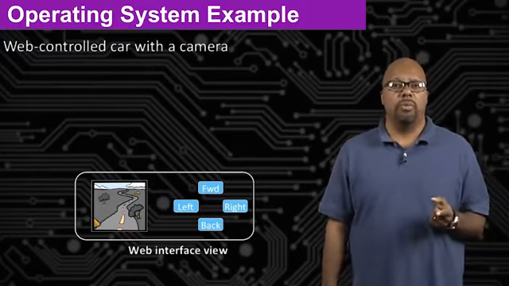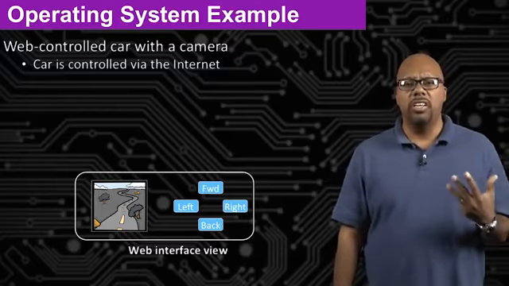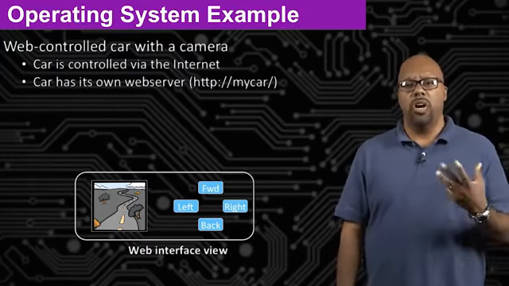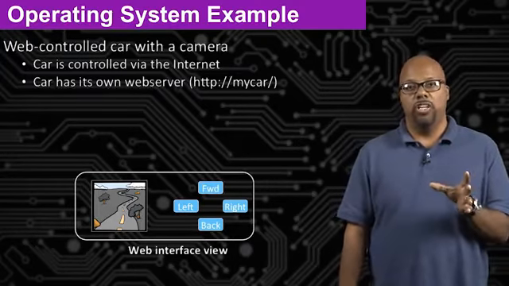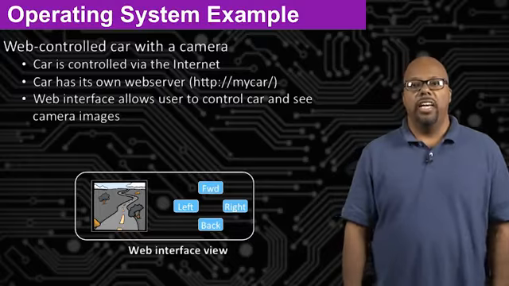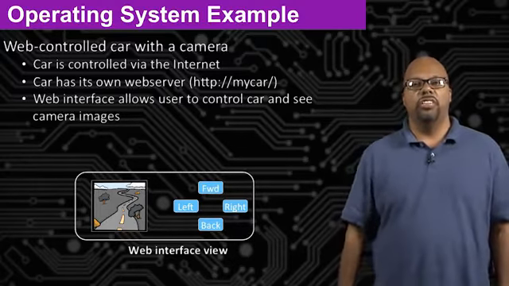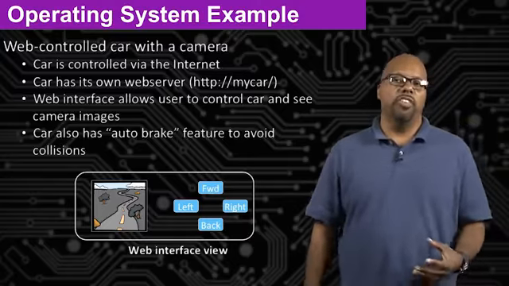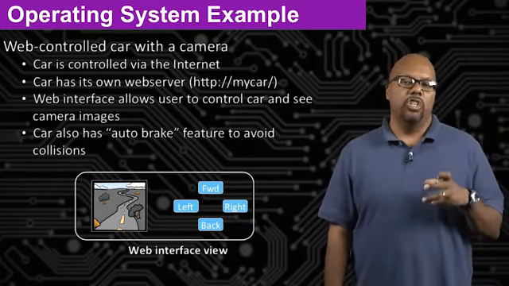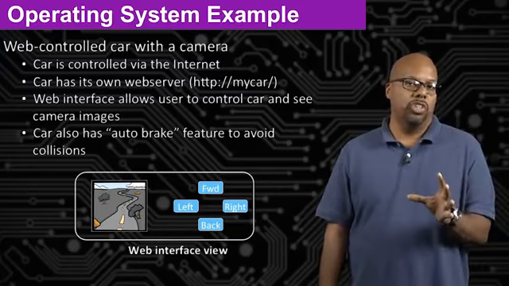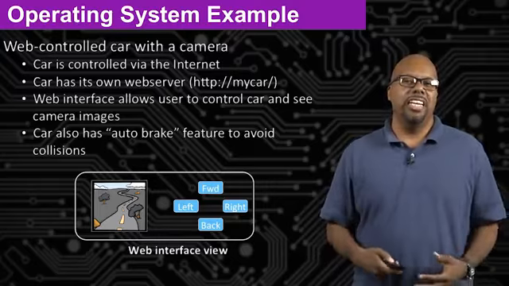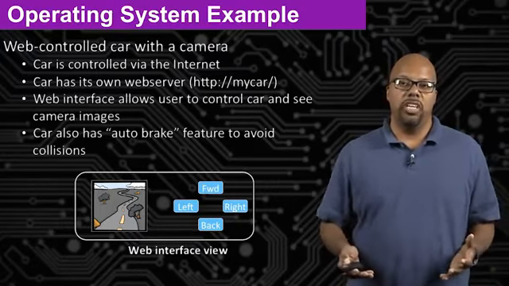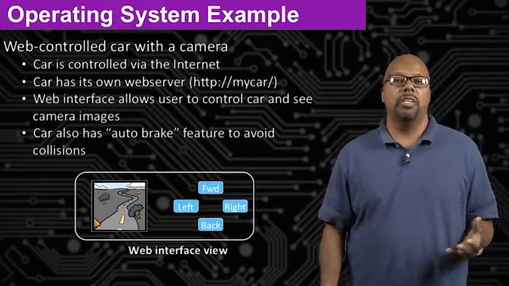In a system like this, it's useful to have an operating system because there are so many things going on at one time. The car is controlled over the internet, generally Wi-Fi. The car has its own web server, which has an actual URL address. The web interface allows you to control the car and see the images. Also, it has an auto brake feature to avoid collisions. So it'll stop automatically regardless of what your controls are, if it senses something in front of it. The idea is that it has a lot of tasks to do at one time, and in that type of situation, an operating system can be very useful.